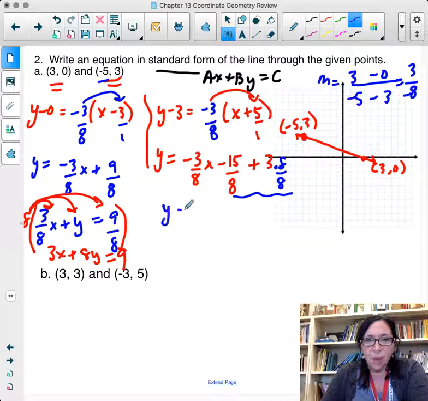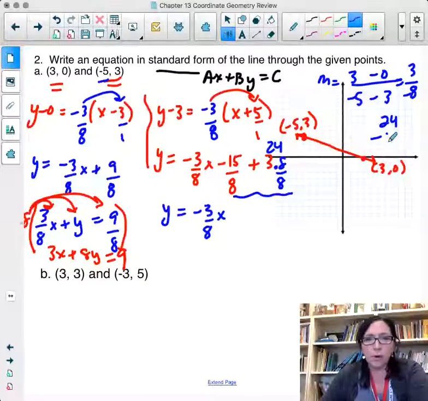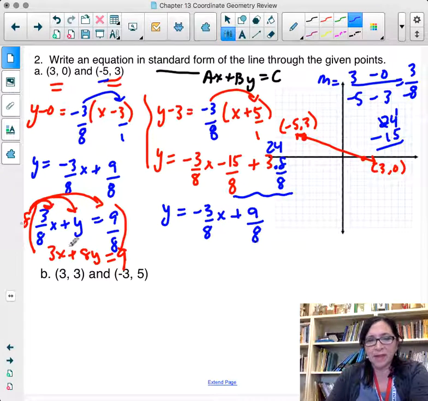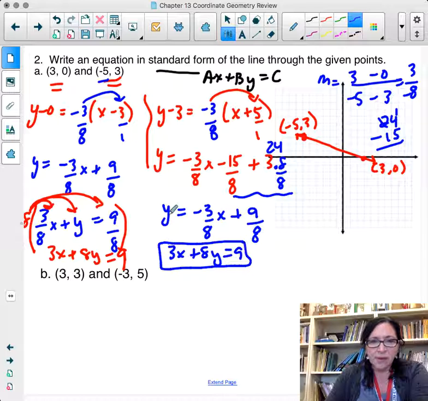This would give me y equals negative 3/8 x, and then this is 24. So if you think about this, 24 minus 15 is what? That's 9. So this is actually plus 9 over 8. And this is going to also give me the exact same thing, which is going to be 3x plus 8y equals 9. And the reason is because, see, this is my slope-intercept form, right? This is also my slope-intercept form.